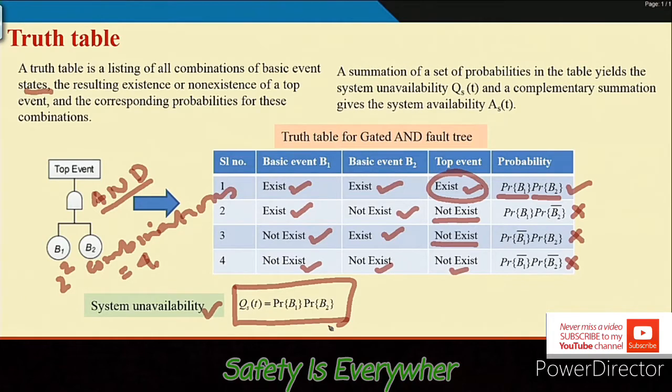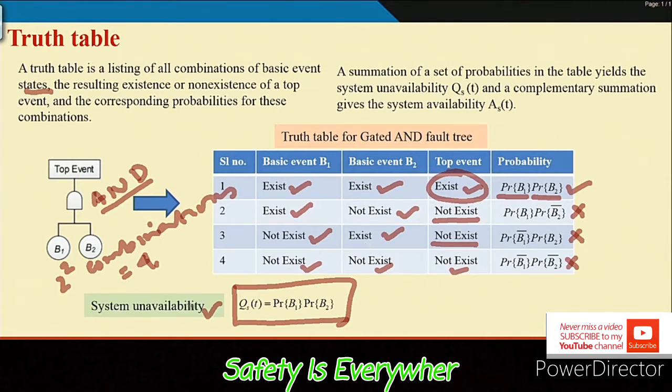In fact, you have seen this earlier, when we were given an AND gate fault tree. We saw that the top event is the intersection of the bottom events, and the probability of the top event is the multiplication of the bottom event probabilities when the basic events are independent in nature. So this is the equivalent representation of the AND gate in terms of a fault tree.